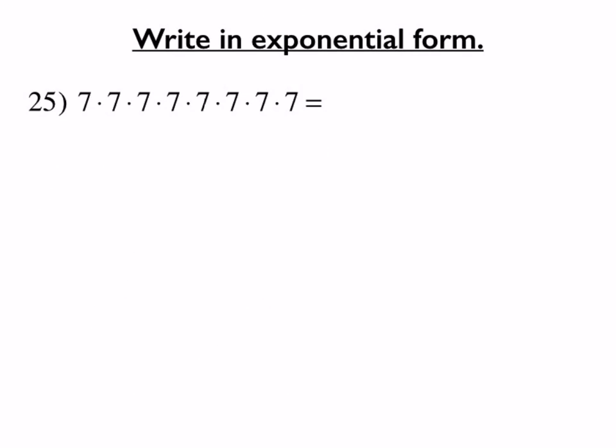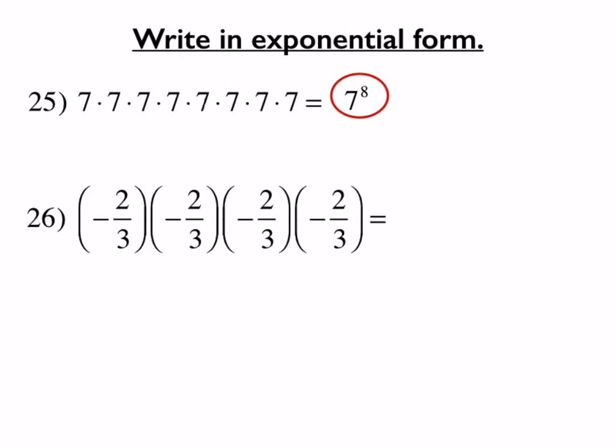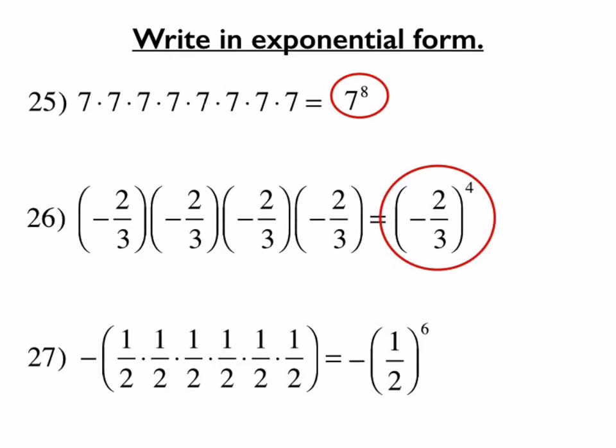That mess in number 25, there are 8 7s, so therefore it is 7 to the 8th power. Number 26, we have 4 of the negative 2/3, and that base is in parentheses, so therefore it should be negative 2/3 in parentheses to the 4th power. Now we have this, and I can tell you there's a reason why this problem is here, and it is what I saw when I walked around. Some of you had this written down.